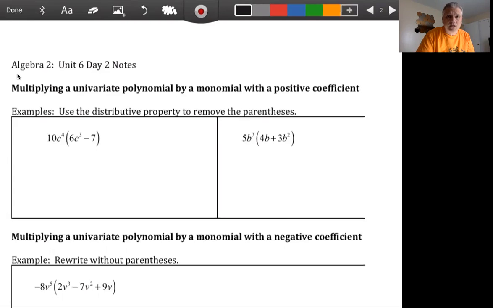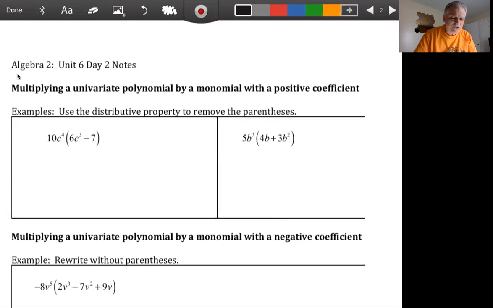Unit 6, Day 2 notes, Algebra 2. Okay, we're going to take some things that you did in Algebra 1, mainly the distributive property, and we're going to just take it up a notch. So let's look at our first topic here. It says multiplying a univariate polynomial by a monomial with a positive coefficient.